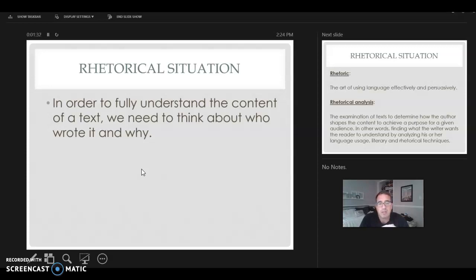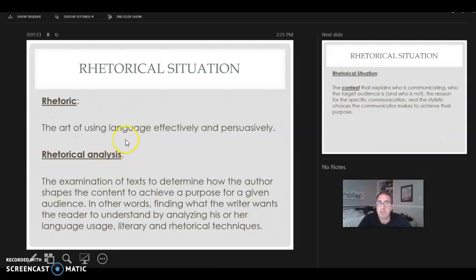So one thing that I've argued is that in order to fully understand the content of a text, the actual message, X is true because of Y or whatever the message is, we need to think about who wrote it, why they wrote it, what they're trying to accomplish, all the context surrounding that piece of rhetoric. And then we can get to the content of the rhetoric itself. So let's just step back a little bit.